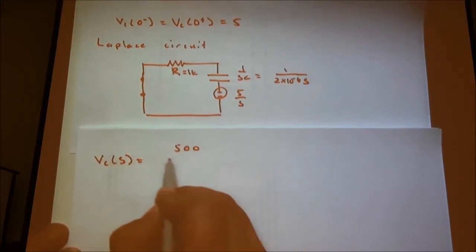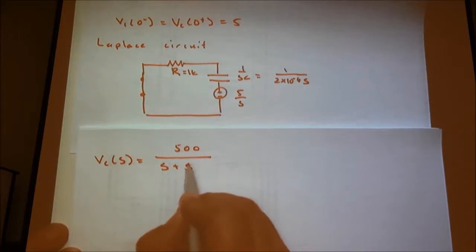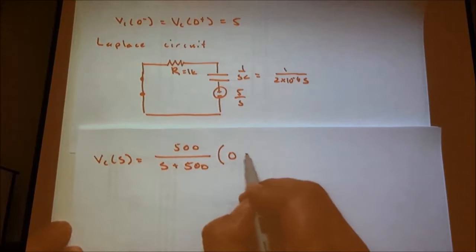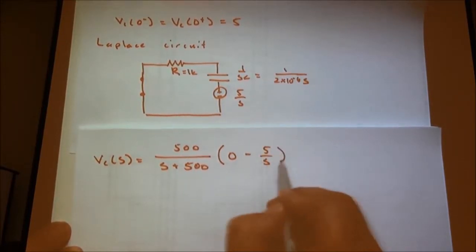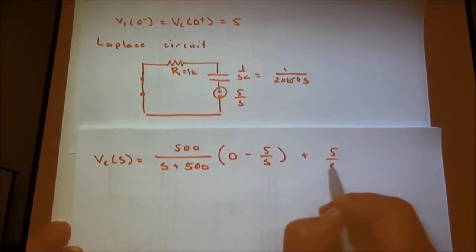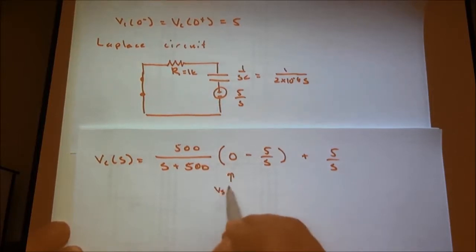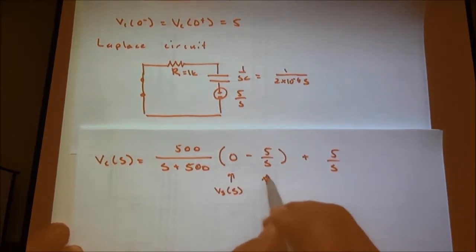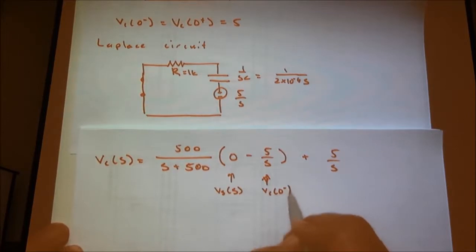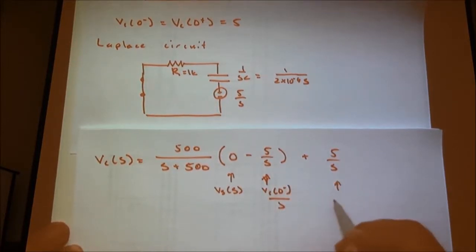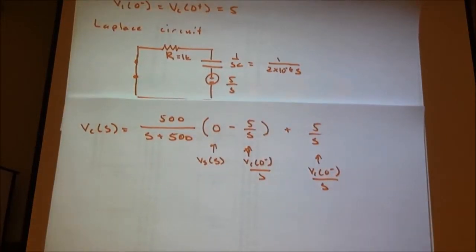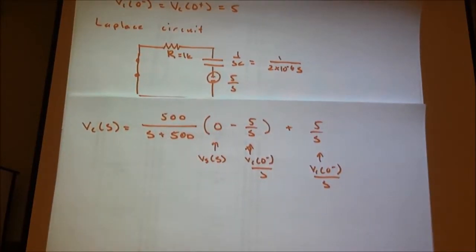So we wind up with 500 over s plus 500, and our source is 0, so we can just add that. Minus 5 over s plus 5 over s. Remember, that's V source of s, which in this case turned off, so for t greater than 0, our source is 0. This guy is Vc(0-) over s, and this guy also Vc(0-) over s, and that's 1 over RC and 1 over RC.